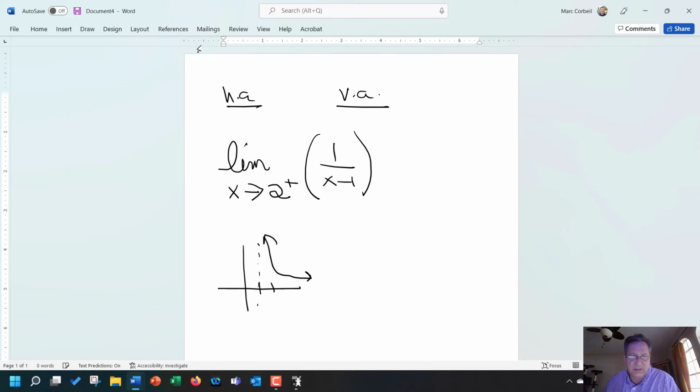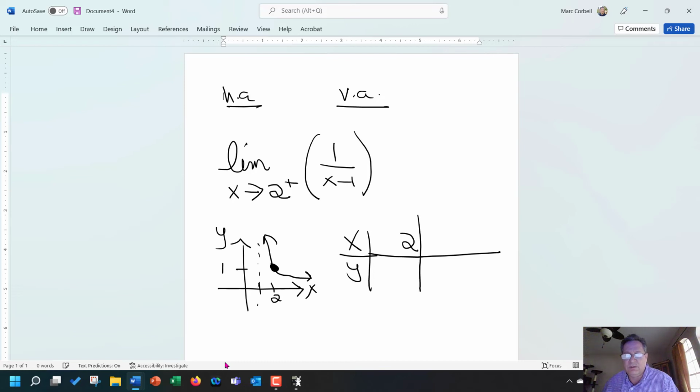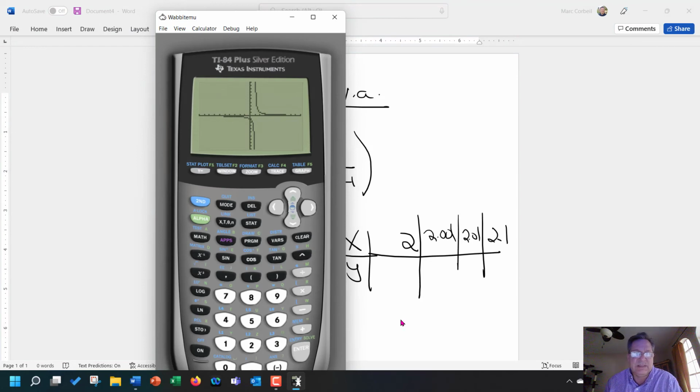And what was particular about the value 2 when we looked at our graph was that it actually went through the value 1. So in this case, if I took the x values and the y values, and I looked at the value 2, and did something like 2.1, 2.01, 2.001, let's use the calculator to make our lives nice and simple.